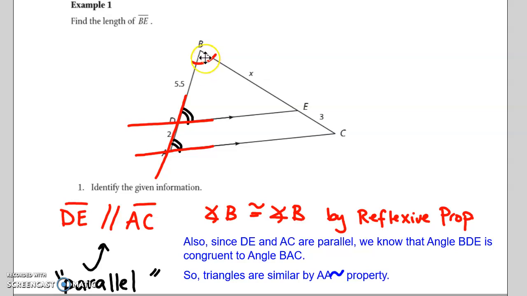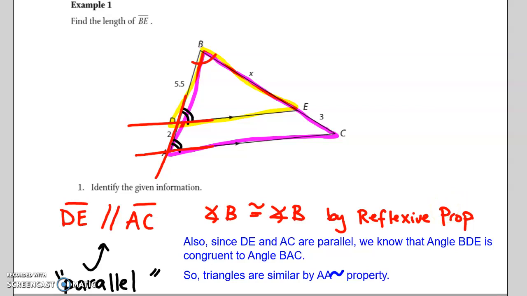So if you look at triangle BDE, you see it has angle B. Let me outline that triangle. Now if you look at triangle BAC, you can see those two triangles share the same angle. So angle B is congruent to angle B by reflexive property.